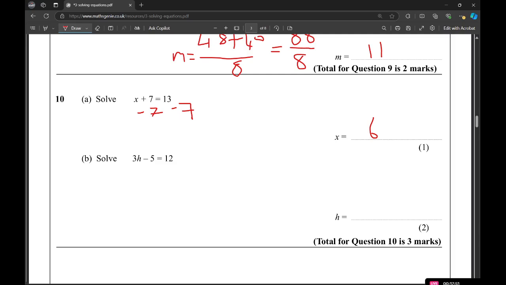Part B, solve 3h minus 5 equals 12. So I'm going to add 5 to both sides.